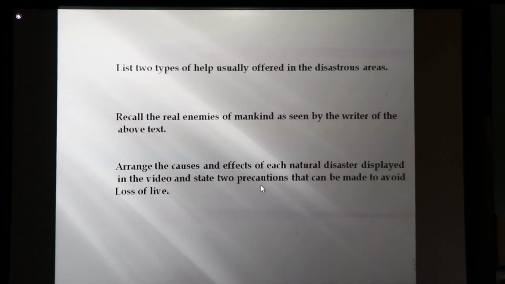And then list 2 types of help usually offered in the disastrous areas. Recall the real enemies of mankind as seen by the writer of the above text. Please be careful that you have to recall them as seen by the writer. Arrange the causes and effects of each natural disaster displayed in the video, and then state 2 precautions that can be made to avoid loss of lives.